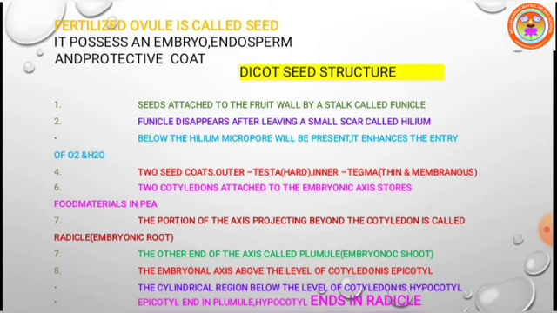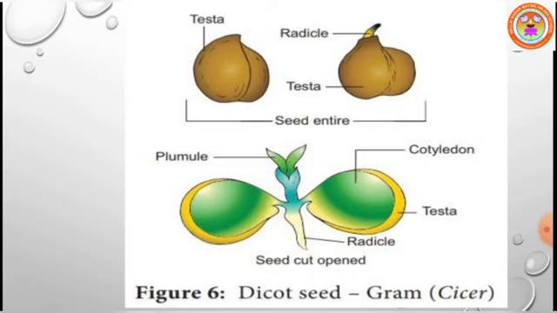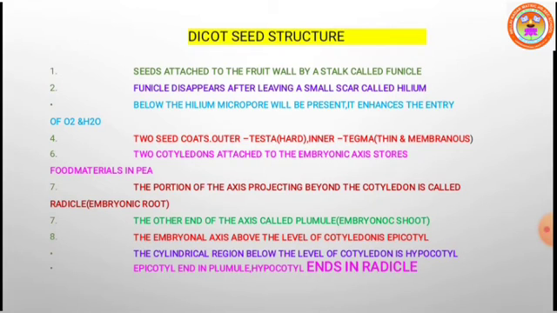The funiculus disappears, leaving a scar called hilum. Below the hilum, there is a small pore that we can see, called the micropyle. So the micropyle is also observed in the seed. What is the role of the micropyle? It facilitates entry of oxygen and water into the seed during seed germination.